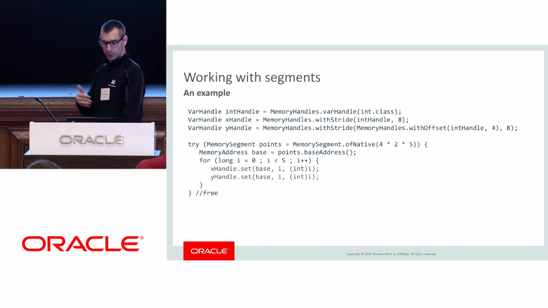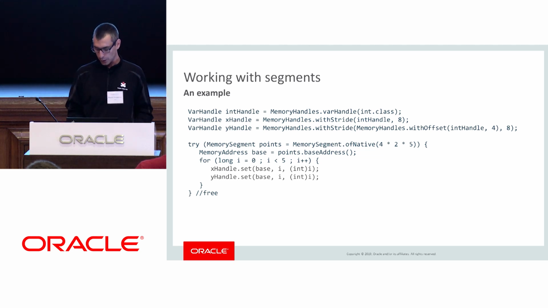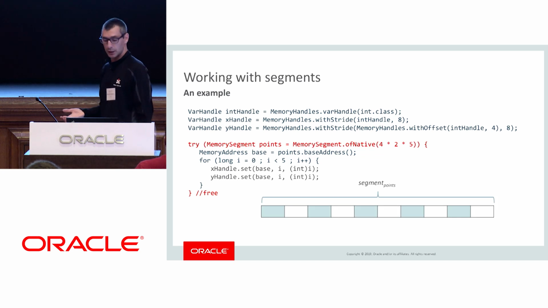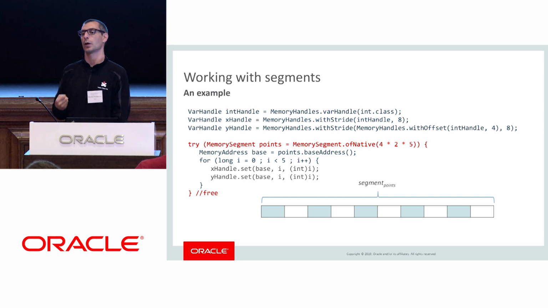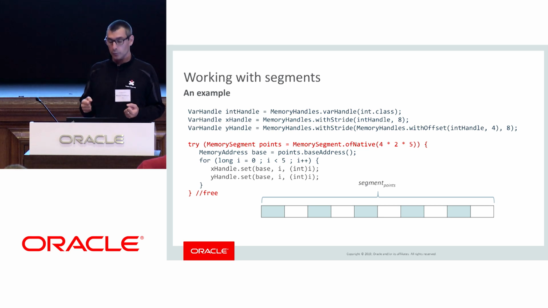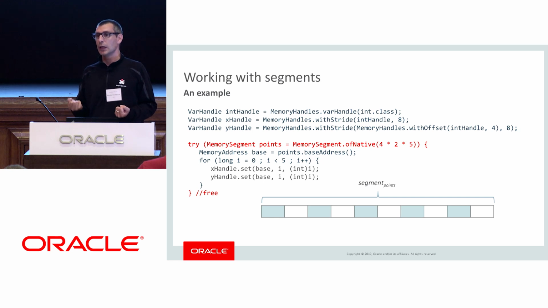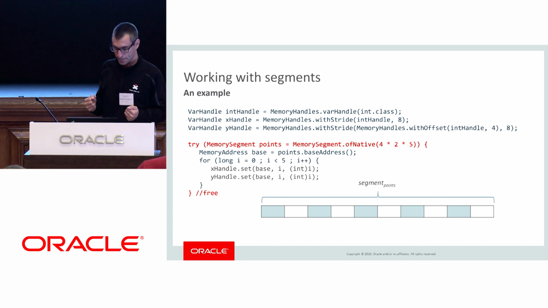So this is an end-to-end example. We want to set a bunch of numbers into our array of points. First we have to create the segment, and we do that using one of the many factory methods provided by the MemorySegment API. In this case, we want to create off-heap memory, so we are going to use the native factory. There are also other factories that allow you to create a segment from Java heap arrays and even from ByteBuffers. We have to specify a size in bytes of the segment. If we wanted, we could also specify an alignment. So if we wanted to create a hyper-aligned segment, we could do so with this API.